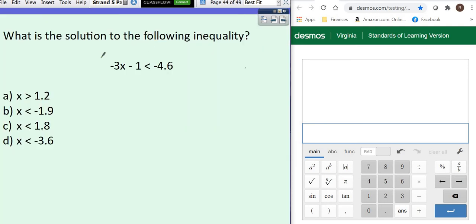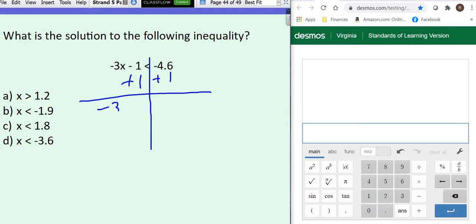Okay? All right, it says which is the solution to the following inequality. First thing I'm going to do is draw my line. Next thing I'm going to do is go ahead and solve these. You cannot put these in Desmos, so please don't try. You can use Desmos for your math, that's for sure, but you cannot use Desmos the way we did for equations. So I'm going to put in negative 4.6, and I am going to add 1, which gives me a negative 3.6.